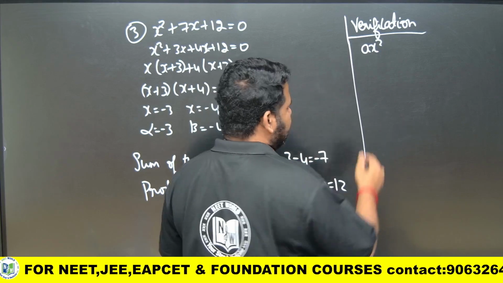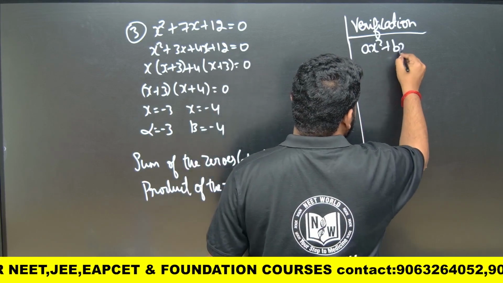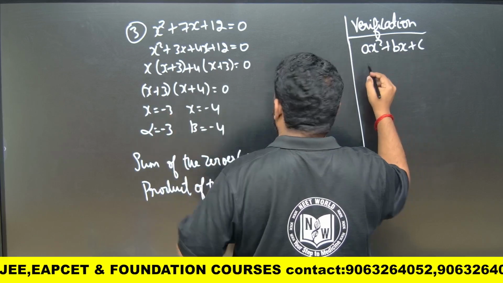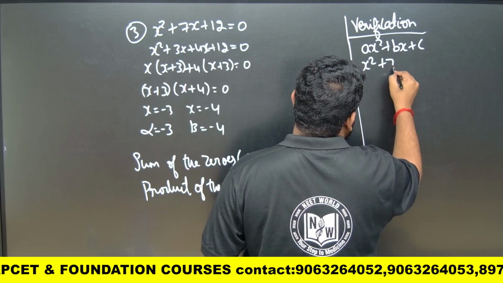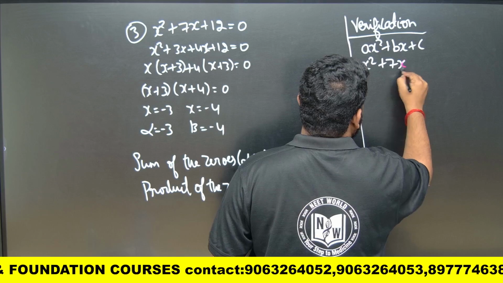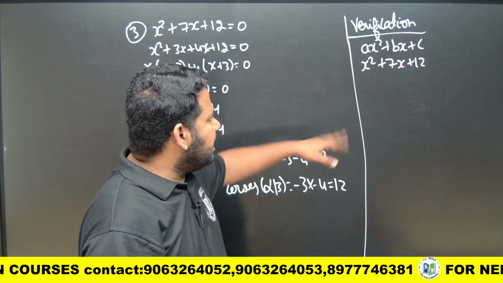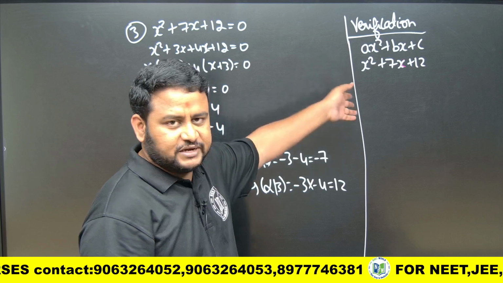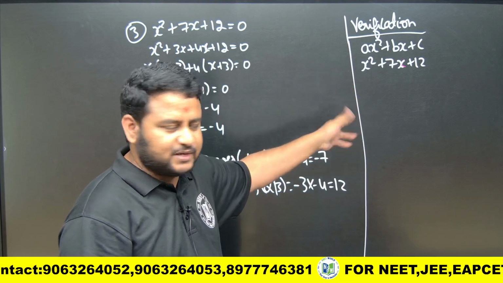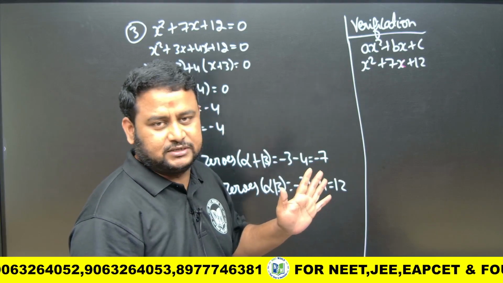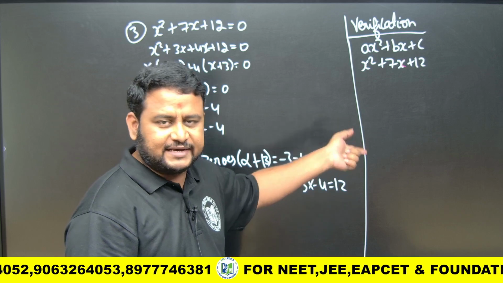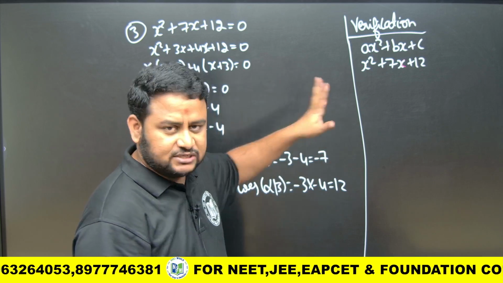polynomial, that is, quadratic polynomial is what? ax square plus bx plus c. And what is the question that they have given? x square plus 7x plus 12. Now I have to compare these two polynomials and find out the value of a, the value of b, and the value of c. This is very important to do, otherwise you may go wrong while taking a, b, c. So please write this down. This step is very important.